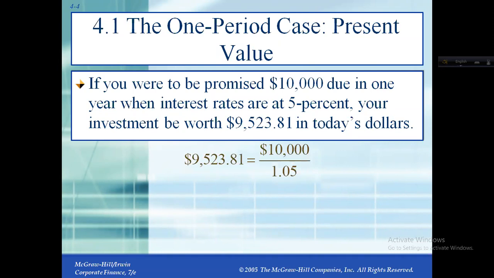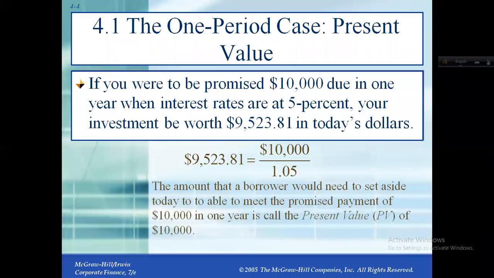So 10,000 is the future value, and we divide the future value by 1 plus r to the power 1. So 1 plus r to the power 1 equal to 1.05 to the power of 1. So we'll get the present value 9,523.81. The amount that a borrower would need to set aside today to be able to meet the promised payment of 10,000 in 1 year is called the present value of 10,000.